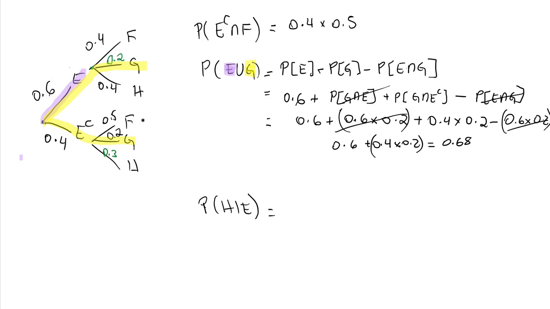The last question is this. What's the probability of the event H happening given that E happened first? So if event H happened, I'm talking about this branch here. So it's sitting on the branch, right? So it's 0.4. Right, so this is 0.4.